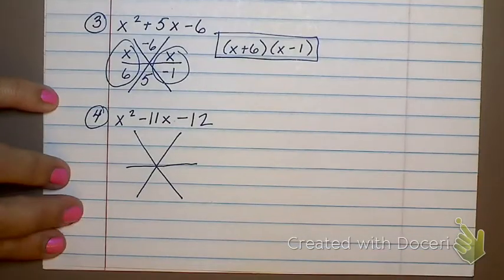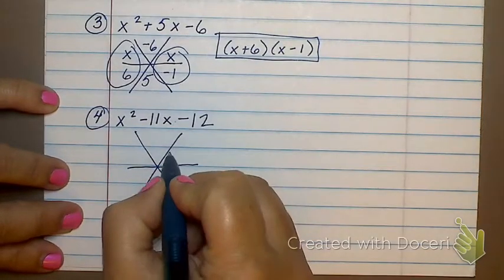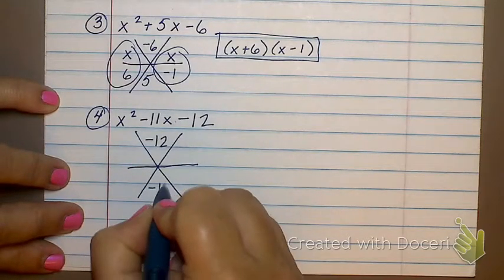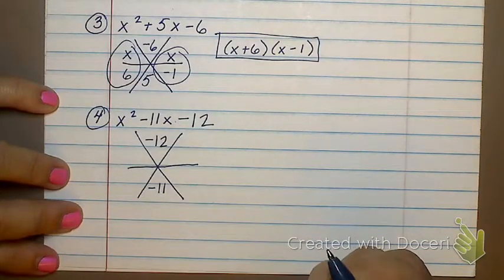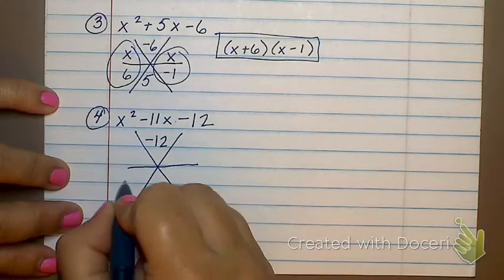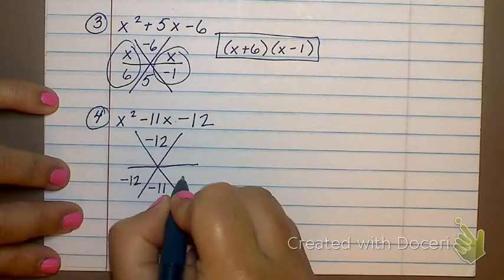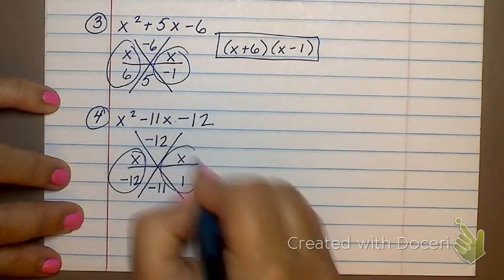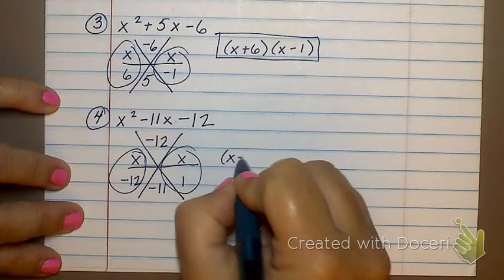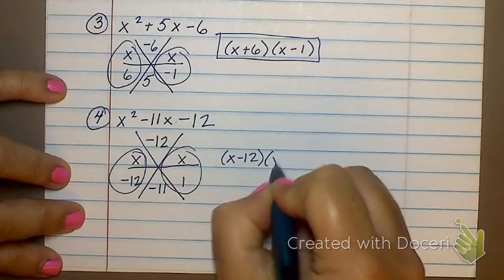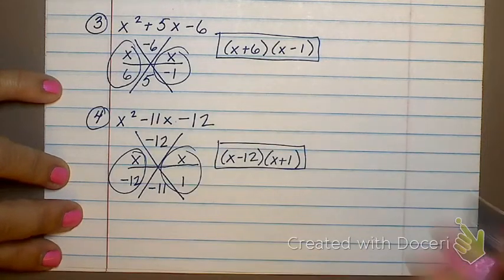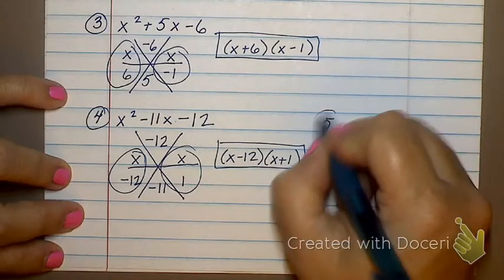Okay. What about number 4? What goes on the top? And on the bottom? Okay. What are 2 numbers that multiply to get negative 12 and add to get negative 11? Negative 12 and 1. Again, no reducing yet. So I have x minus 12 and x plus 1. Super easy, right? Try this one.